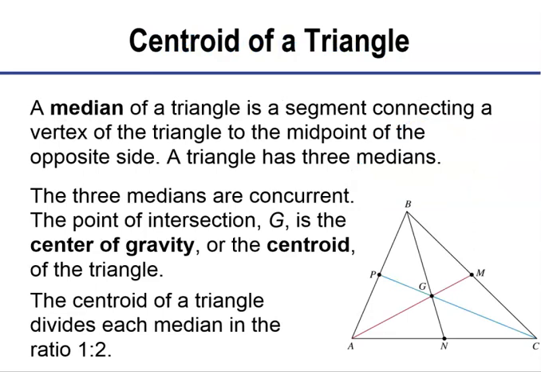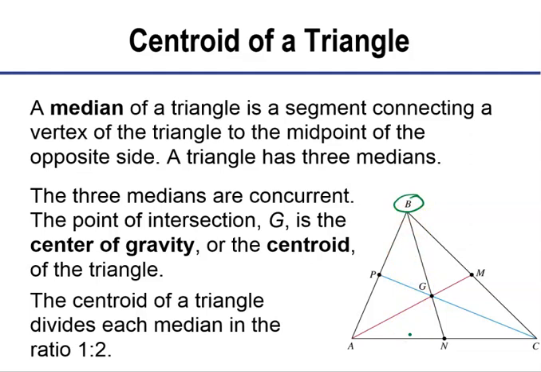So I have a definition for you here. Okay, a median of a triangle is a segment connecting a vertex of a triangle to the midpoint of the opposite side. So let's focus on vertex B. So we are just going from that. Now this is not an angle bisector, okay? This is also not a perpendicular line, which is an altitude. This is the median, okay?